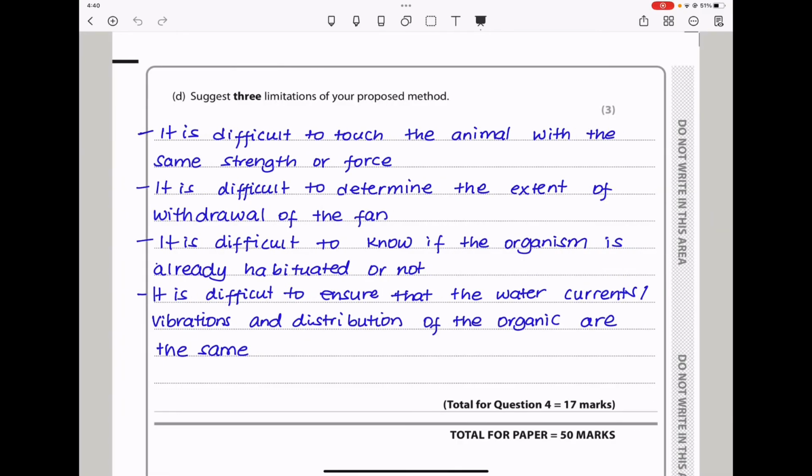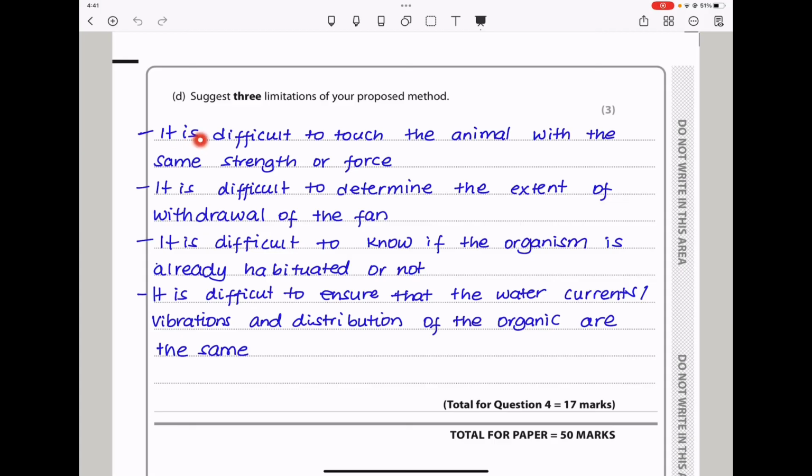Lastly, suggest 3 limitations of your proposed method. The limitations here are it's going to be hard for us to know if the fan is completely withdrawn, it's going to be hard for us to touch the animal with the same strength every time, and it's going to be hard for us to know if the organic matter we have put in the water is equally distributed.